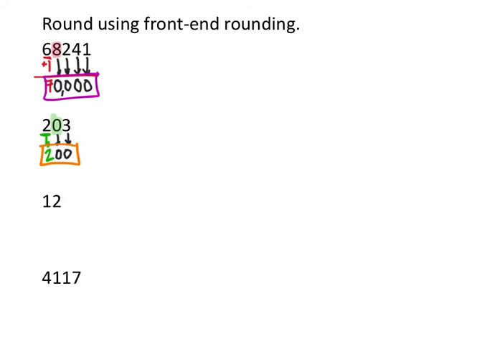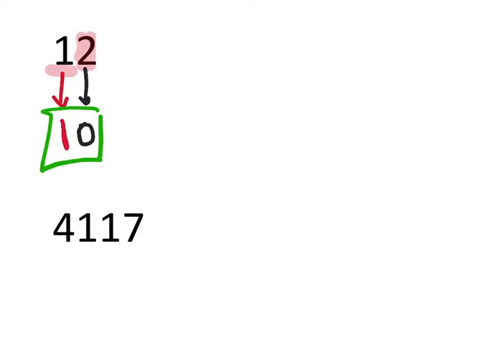So 12, let's focus in here. And we are still using front-end rounding. The number farthest to the left here is the 1 in the tens place value. So I look immediately to its right, I get a 2. And once again, 2 is less than 5. So the 1 in the tens place value is going to stay a 1. And then anything to its right, which is only the ones place value in this case, becomes a 0. So 12, if we front-end round it, becomes 10.